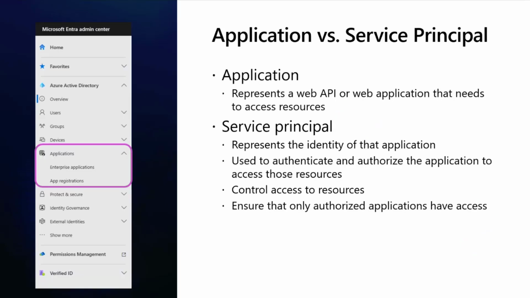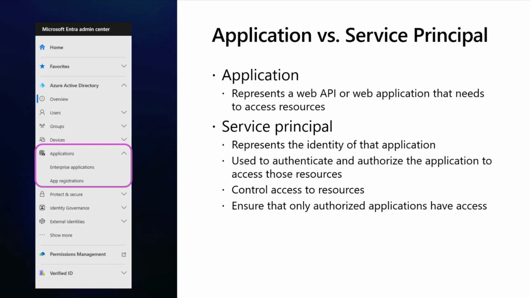Another important concept, just to set the stage. A lot of you probably already know this, but in Azure AD there are two types of application objects. One is the application itself, which represents the web API or the web application that wants to access resources, or is the resource that will be accessed, right? But this is majorly a template.